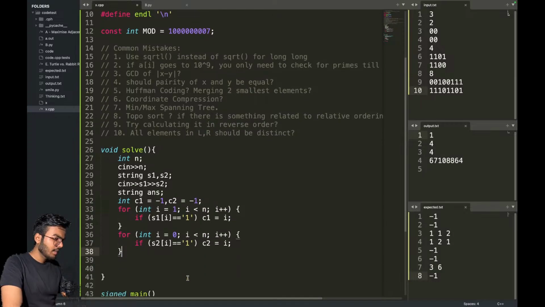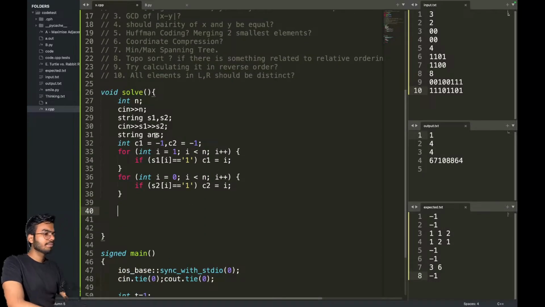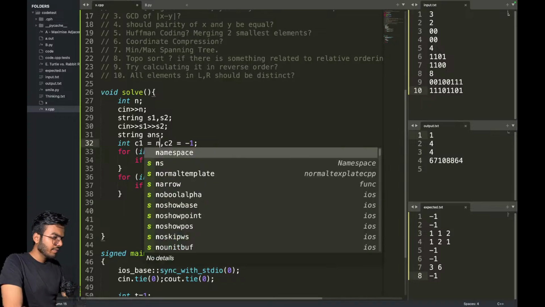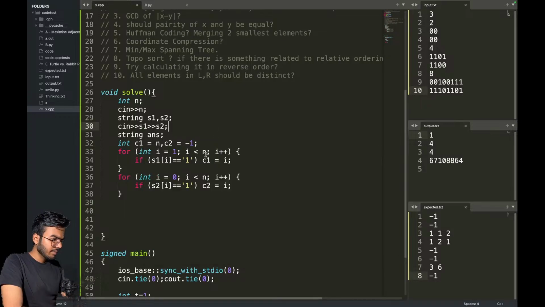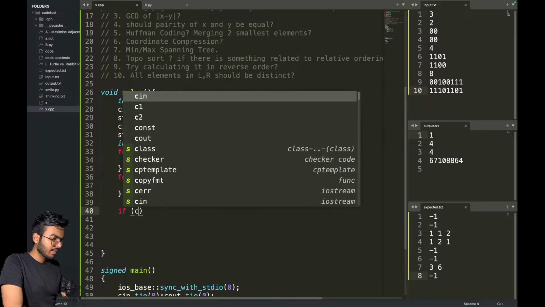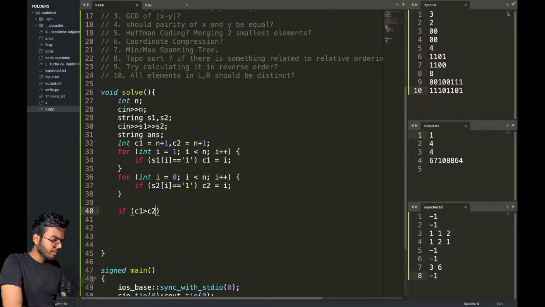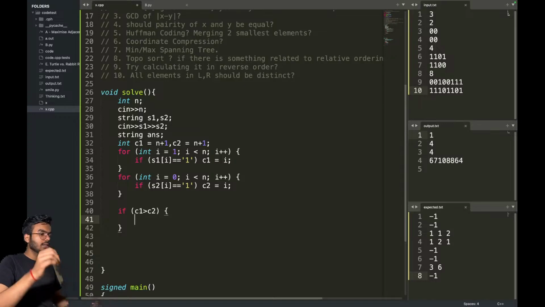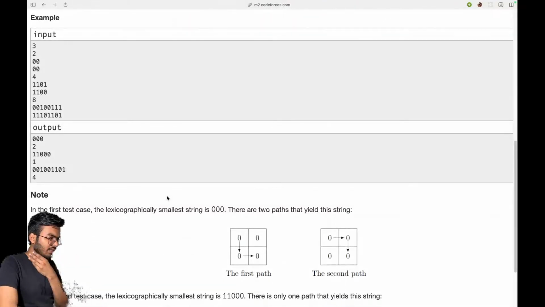Okay. Now I have some cases. Actually, let's not take it to be -1. Let's take it to be n because the maximum is n. Or let's make it n plus 1 only. Now, if my C1 is greater than C2, can we have more than two paths? I mean, we can have more than two paths. Like, yeah, we have four paths here.